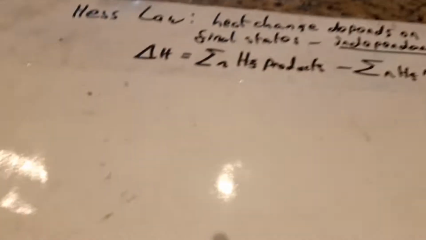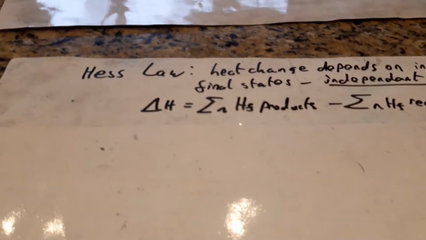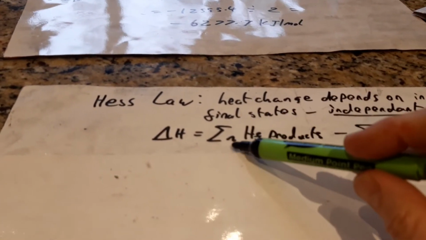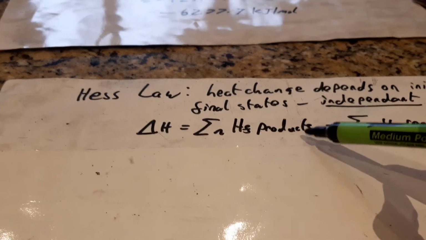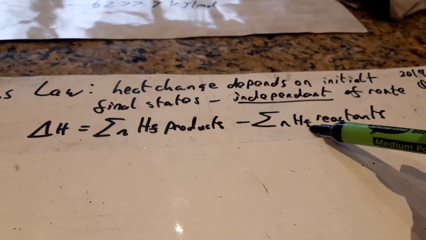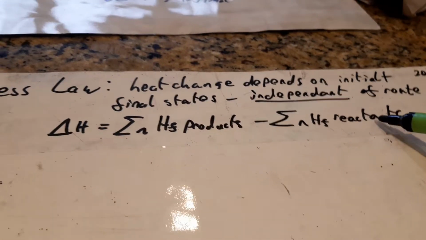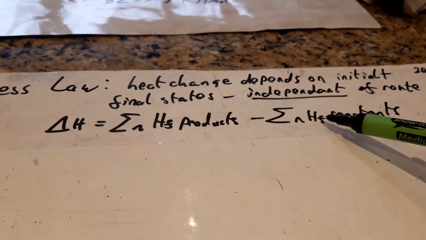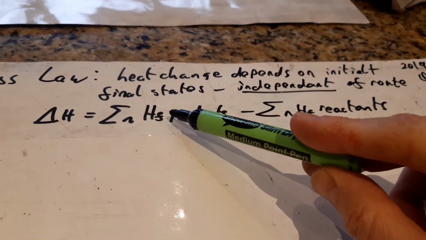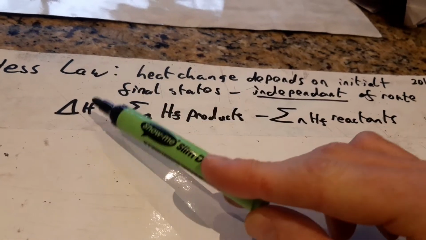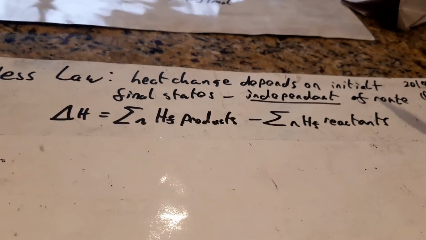And we can write this in a mathematical expression like this, where the heat change delta H for the reaction is equal to the sum of the amount of moles of the heat of formation of the products minus the sum of the amount of moles of the heat of formation of the reactants. Now, that might look horrendous, but actually this is very, very straightforward. They will always give you the heat of formation of the reactants and the products, and you calculate delta H, or they give you delta H and leave out one of these and you have to rearrange to calculate that.